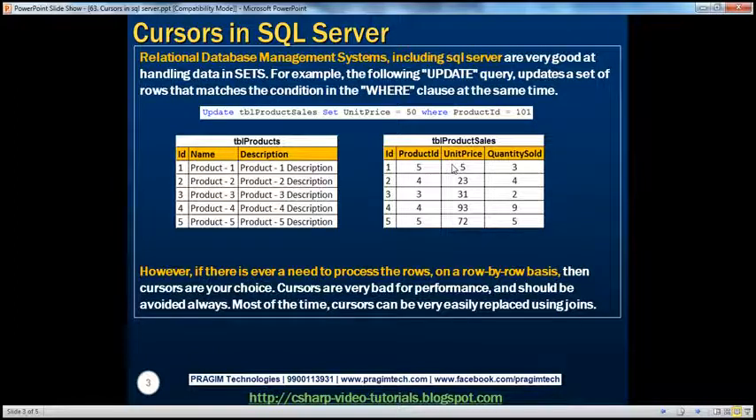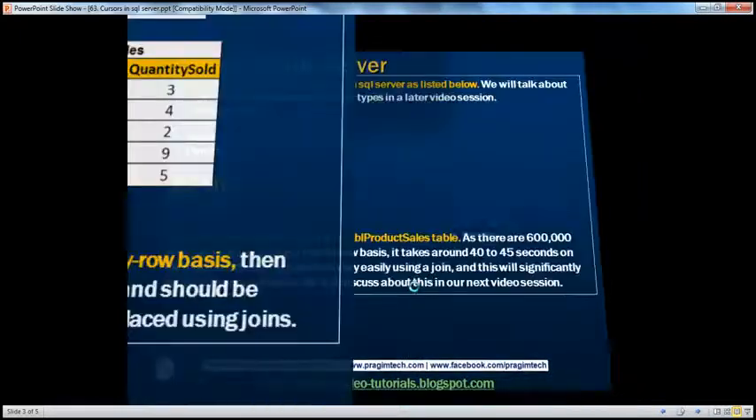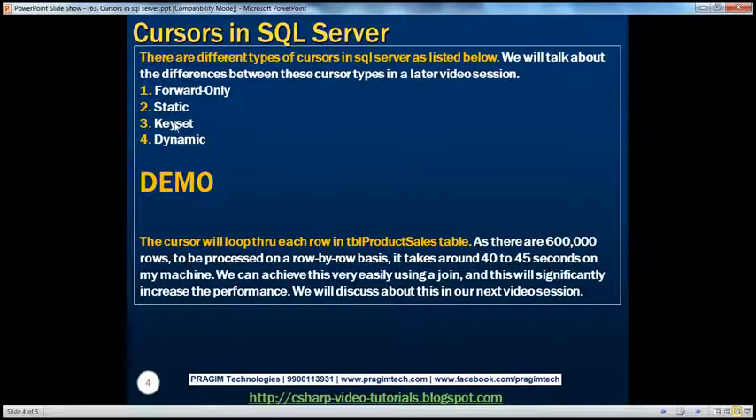In fact, SQL statements like update, delete, select, etc. handle data in sets in a very efficient way. However, if there is ever a need for us to process the rows on a row by row basis, then cursors can be used. Cursors are very bad for performance and they should always be avoided. Since cursors operate on a row by row basis, they can be extremely slow. But remember, most of the time these cursors can be very easily replaced using joins. And in SQL Server there are different types of cursors: forward only, static, key set, dynamic, etc. We'll talk about the differences between these cursor types in a later video session.